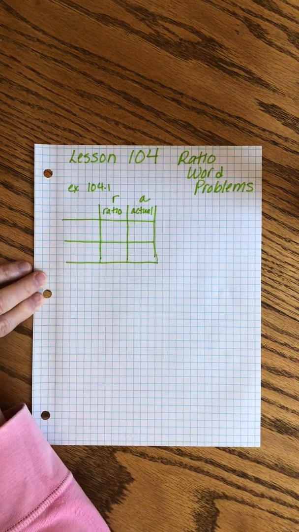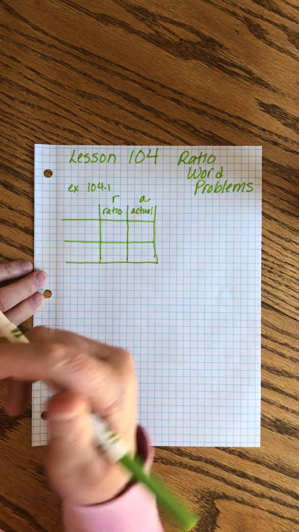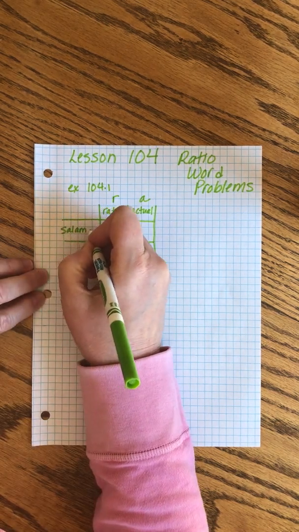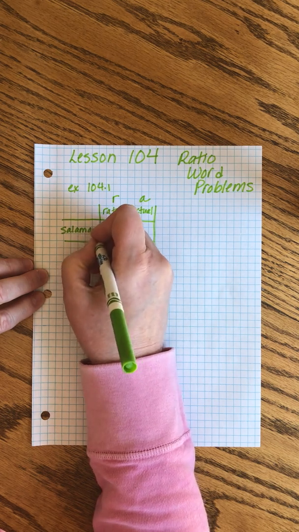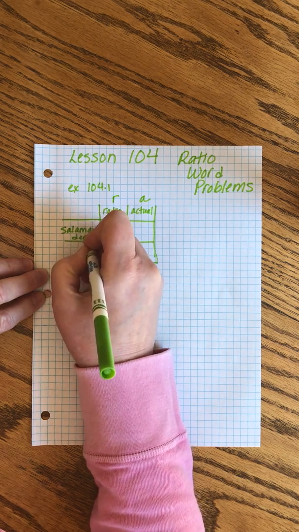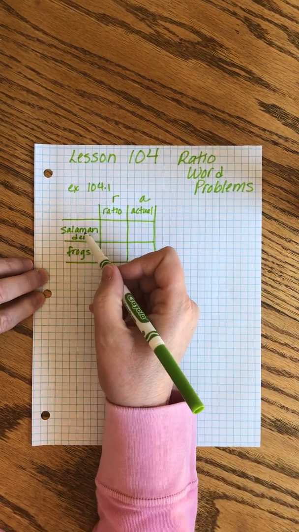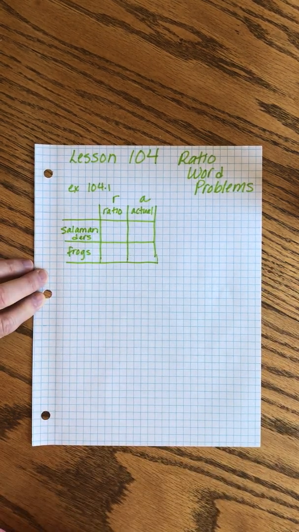Now we're ready to make it fit our story. The ratio of salamanders to frogs. So I put them in the order that the story lists them. Salamanders to frogs. When we get the hang of this, I'm not even going to write it out. I would just write S and F. But for now, I'm going to write it out so you know what I'm talking about.